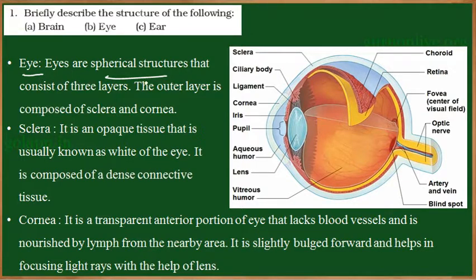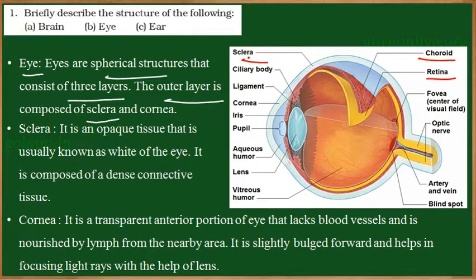Now this eye consists of three layers. The outer layer is composed of sclera. So here we can see sclera, choroid and retina. So these are the three layers. The outer layer is sclera, the middle one is choroid and the inner layer is the retina.